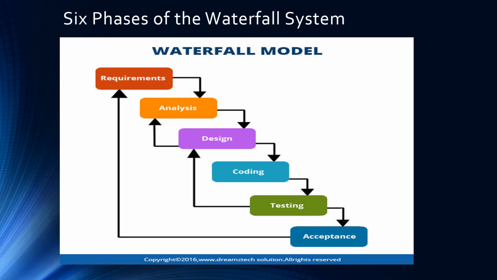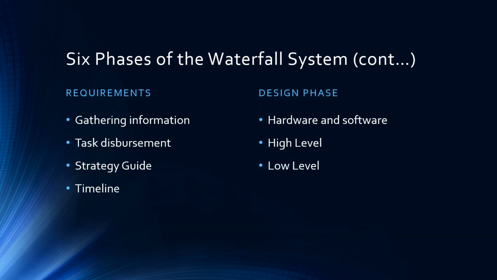The 6 phases of the waterfall system are requirements, analysis, design, coding, testing, and acceptance. For the first phase, the requirements phase, in order to ensure a successful project, the team has to gather as much information as they can. They also decide on who works on what and provide a guide of how each part of the process is going to proceed and provide a proper timeline for each stage of the process. So in the beginning stages, they'll say, okay, in this particular process, you can only work for maybe a couple days, as opposed to something else that might give you a longer time span.